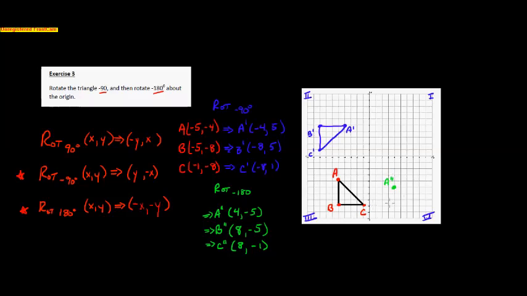And let's see, 8, comma, negative 5 is going to be right here. That is B double prime. And C double prime is at 8, comma, negative 1. That is right there. Okay? So there is my image. So here's my original in black. Here is my first image in blue. And then here is my second image in green. And there you have it.